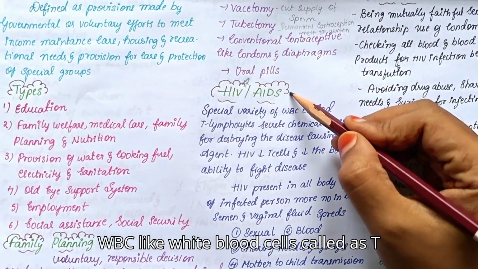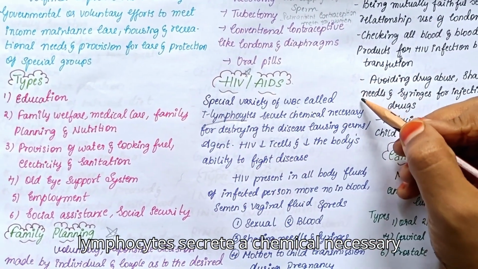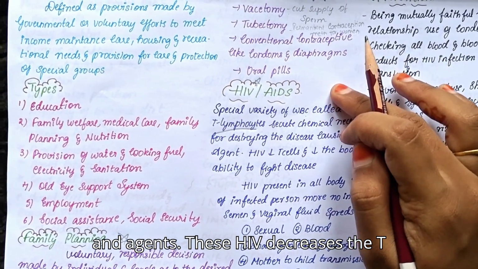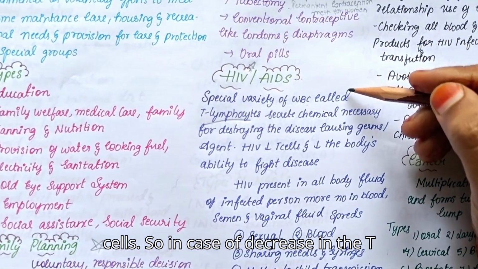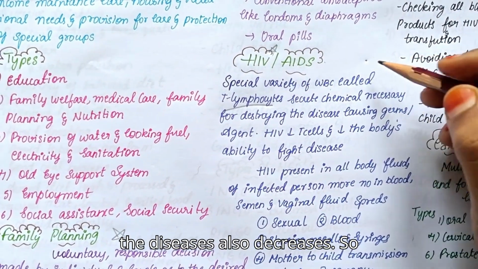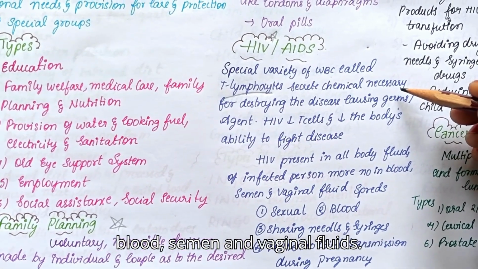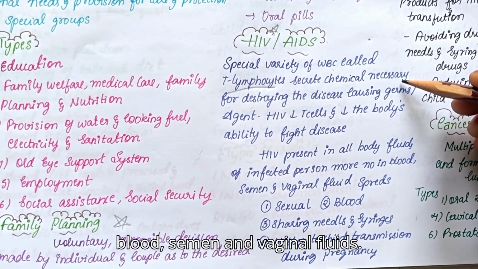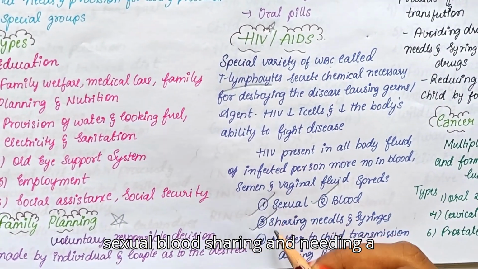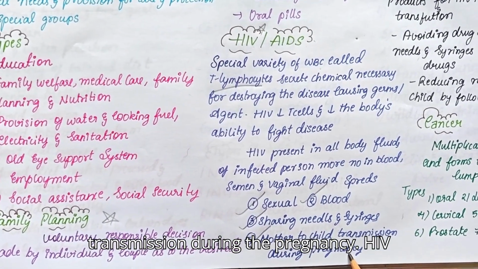A special variety of WBC, white blood cells, called T lymphocytes, secrete a chemical necessary for destroying disease causing germs and agents. HIV decreases the T cells. So, in case of decrease in the T cells, the body's ability to fight against diseases also decreases. HIV is present in all body fluids of infected persons, more in the blood, semen, and vaginal fluids. It spreads through sexual contact, blood, sharing needles and syringes, and mother to child transmission during pregnancy.